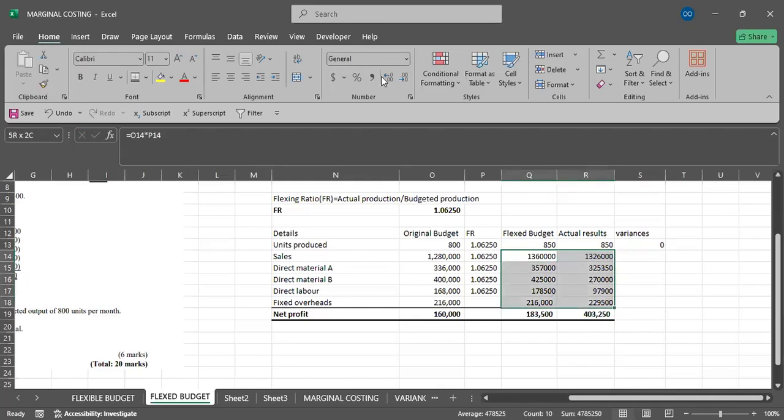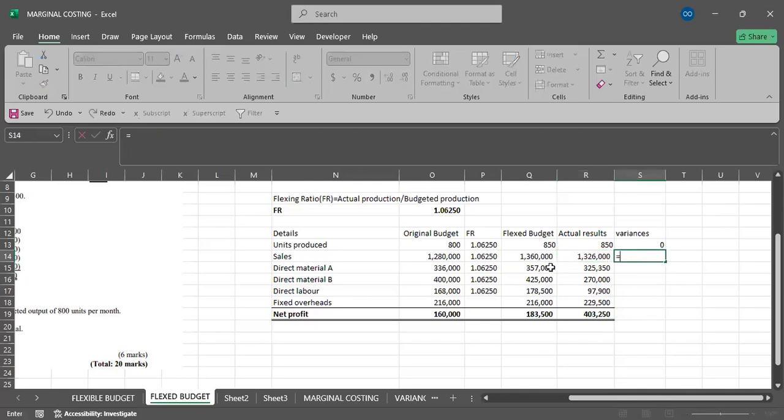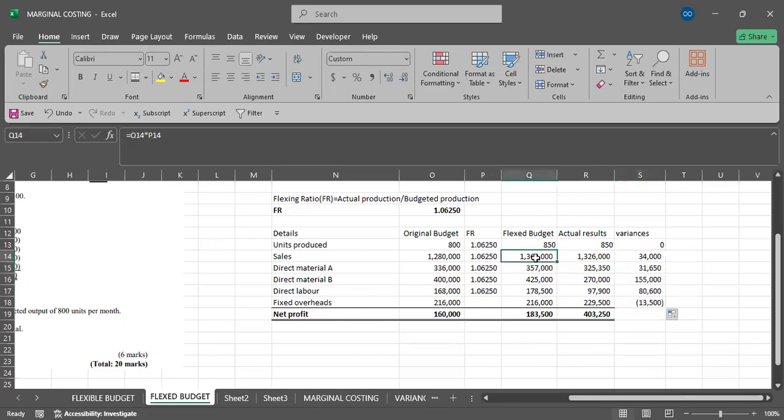Yes. Now, I want us to reason together. If you budgeted to have revenue of 1,360,000 and your real revenue is 1,326,000, you can see you received less. If I take it this way, I'll be getting a positive figure, but that is not right. Why? My revenue is less than what I budgeted to get. So this will be a negative. It will be an adverse variance, not favorable.